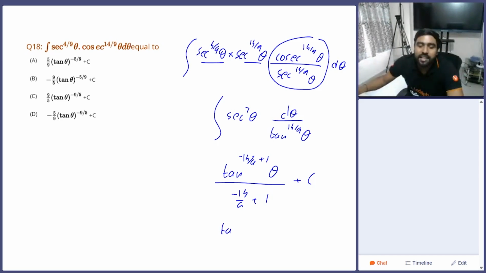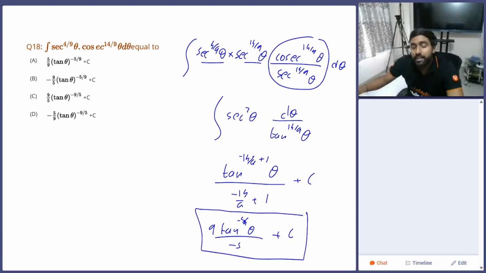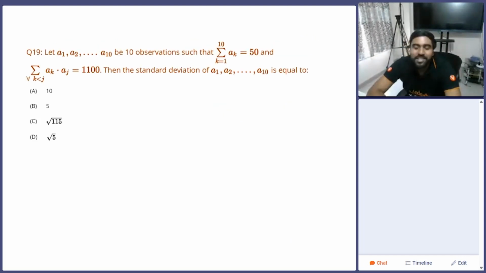What's this? That's tan theta power minus 5 by 9 divided by minus 5 by 9. That's minus of 9 by 5 tan theta power minus 5 by 9 plus the constant of integration. Option B will be the direct answer over here. Okay? Plain and simple, very basic question over here.